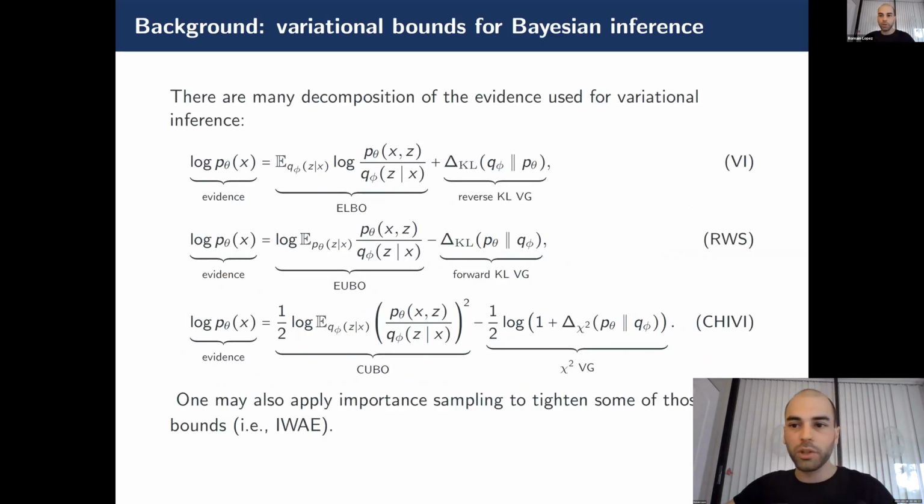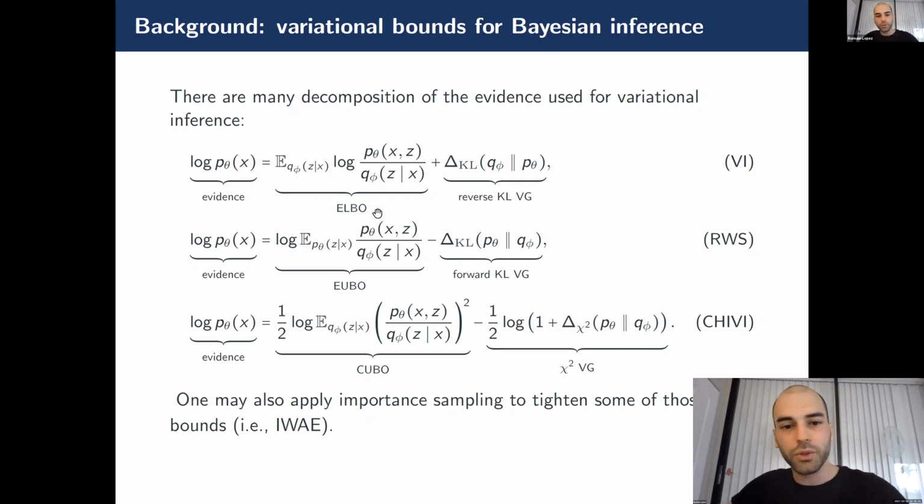And so what we try to work on for this work, I guess, is we thought about all the different decompositions of the evidence. So this is a decomposition of the evidence you saw in your class, right? Evidence equals ELBO plus reverse KL, the variational gap. Yeah, all these are variational gaps, I guess.